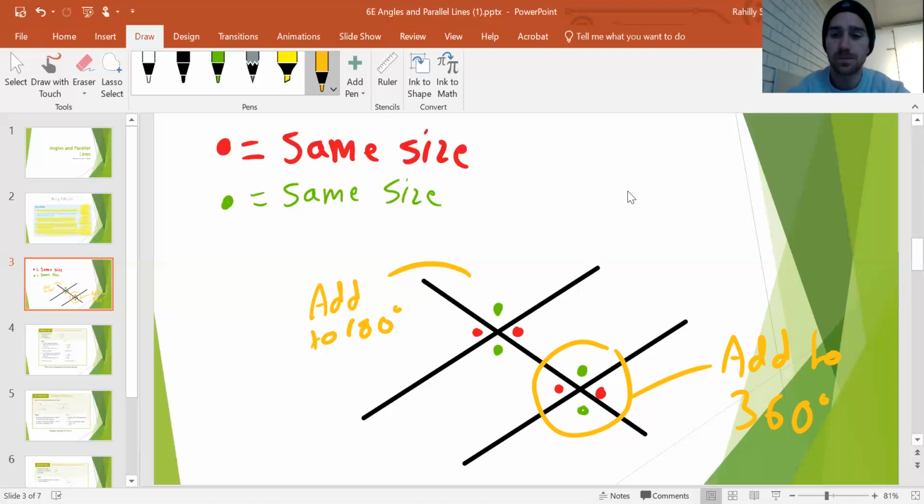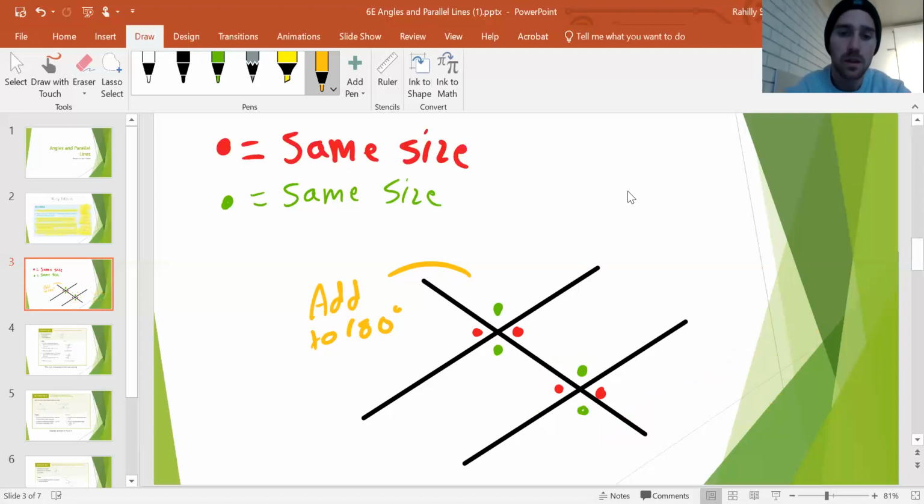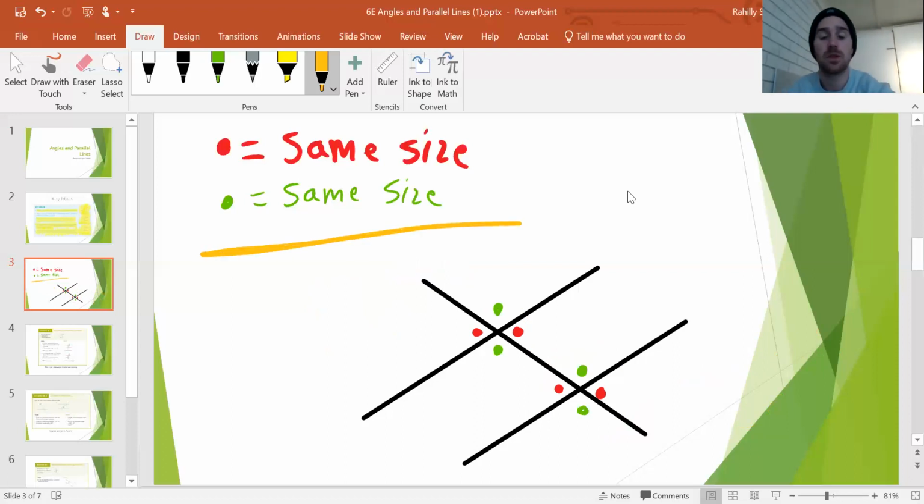What I want you to do is underneath your notes, I want you to copy this in. Just draw your parallel lines, draw your transversal, put your colors in, your red and your green, and then this up here as well. That should help us with understanding what angle is equal to what, because all our questions are going to look similar to that, with a parallel line and a transversal.